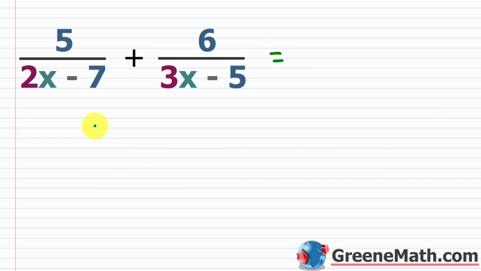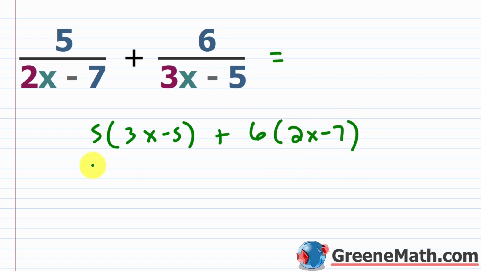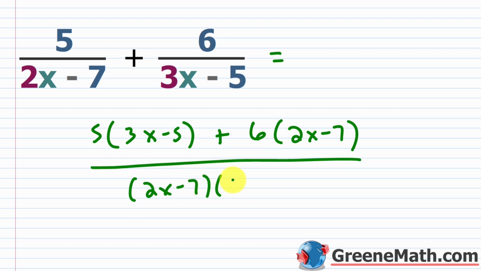I'm going to take this 5, and I'm going to multiply by this other denominator, this 3x minus 5. Then plus, I'm going to take this 6, I'm going to multiply by the other denominator, so this 2x minus 7, okay? Then this is going to be over the LCD, which is the quantity 2x minus 7, times the quantity 3x minus 5. Now, if this is confusing to you or you start making mistakes when you're doing it, you can always take the extra step of doing what we did the first time, okay?